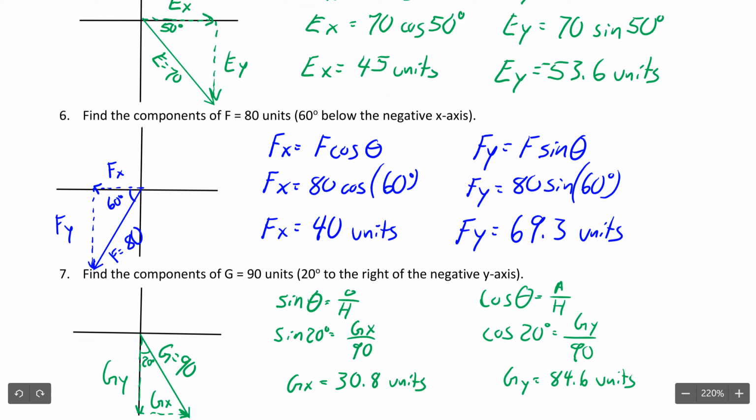Fx is pointing to the left, so that's negative. And Fy is also pointing down, so that's also negative. And finally, we have G. Gy is pointing down, so Gy is negative. Gx is pointing to the right, so Gx is positive.